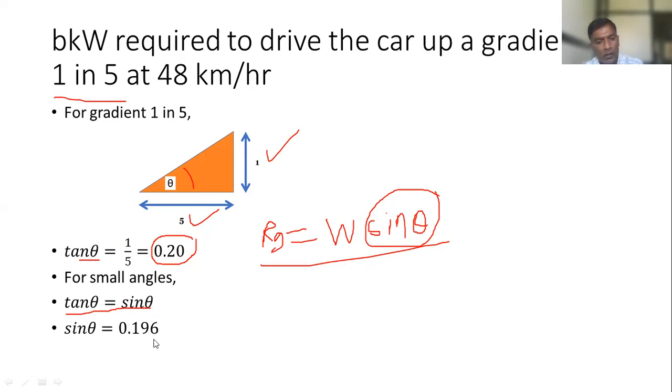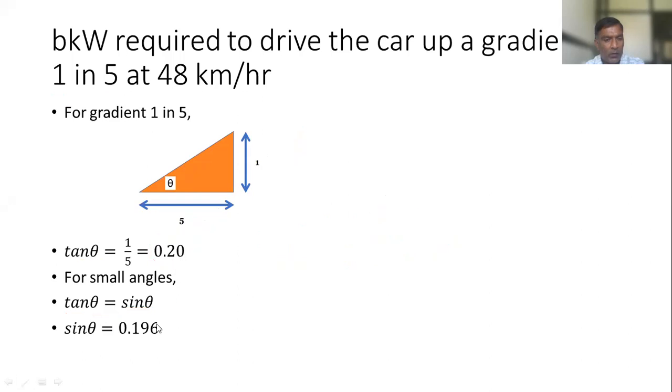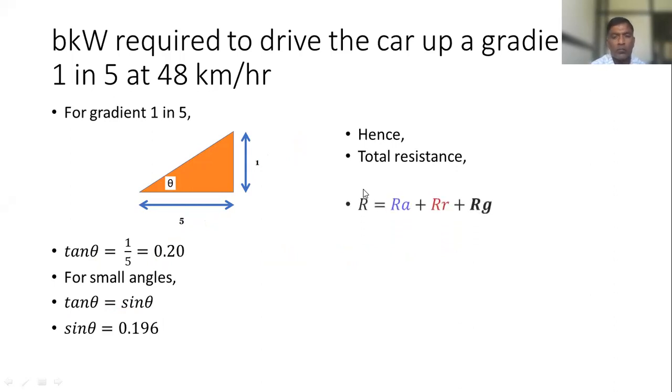Okay. Next line you can write. You can take this value or this, no issue. 0.196, approximately we can take 0.20. Okay. Then write down: hence total resistance R is equal to Ra plus Rr plus Rg.